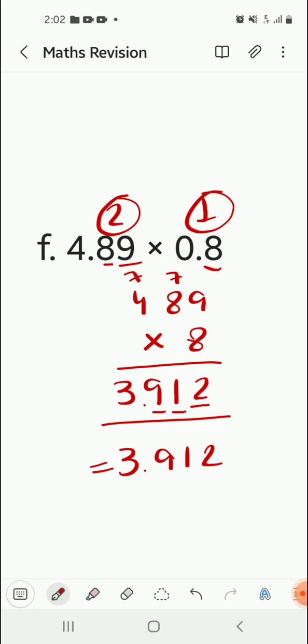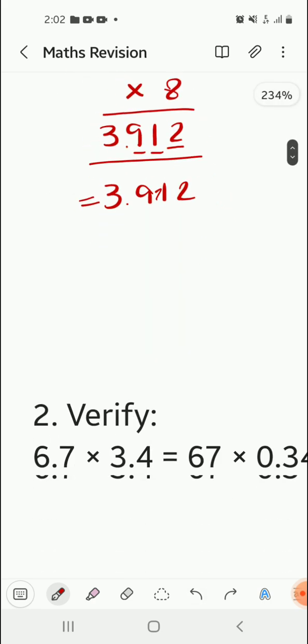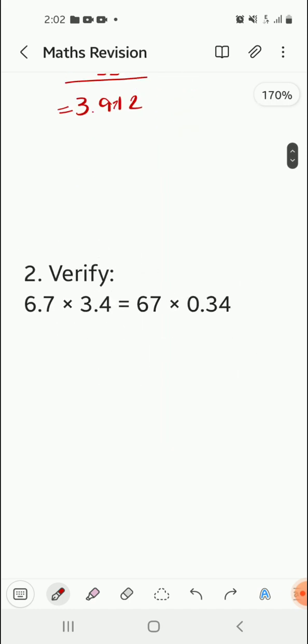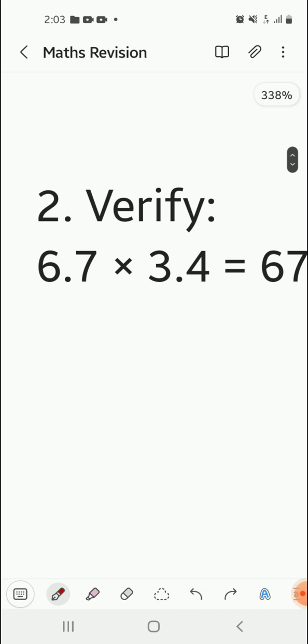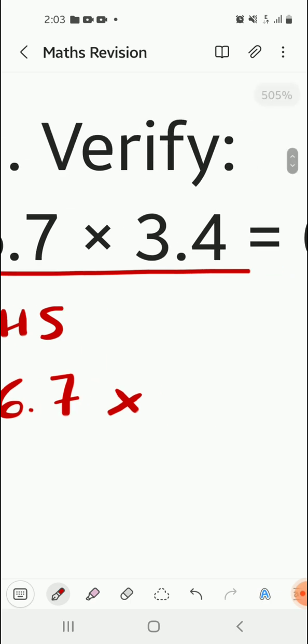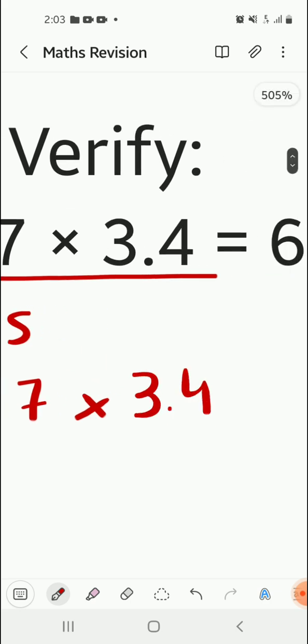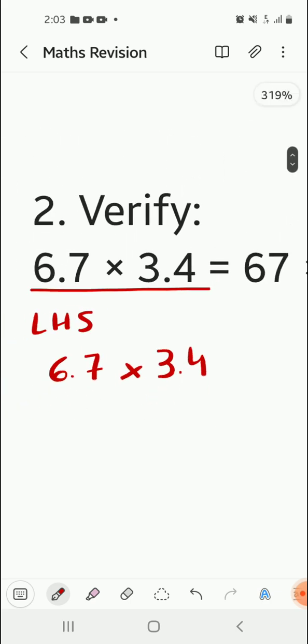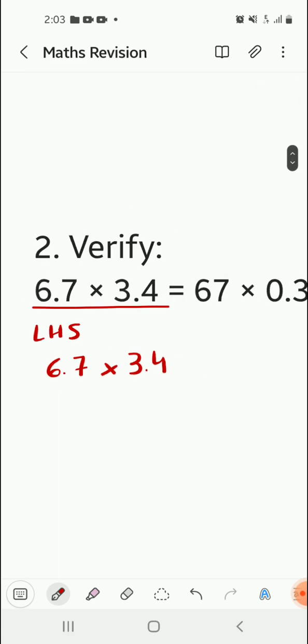Moving on to the next question. We need to verify these. We've got 2 sides of the equal to. One is the left hand side, another is the right hand side. So for simplicity purpose, we are going to write the left hand side with the red color. So we will write LHS, that is 6.7 into 3.4. Okay, so let's work it out.